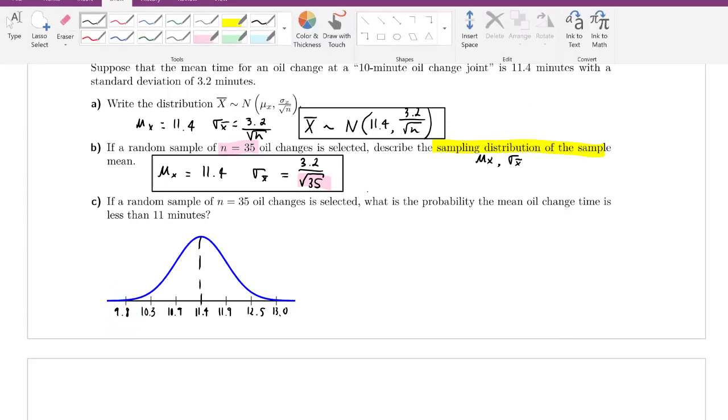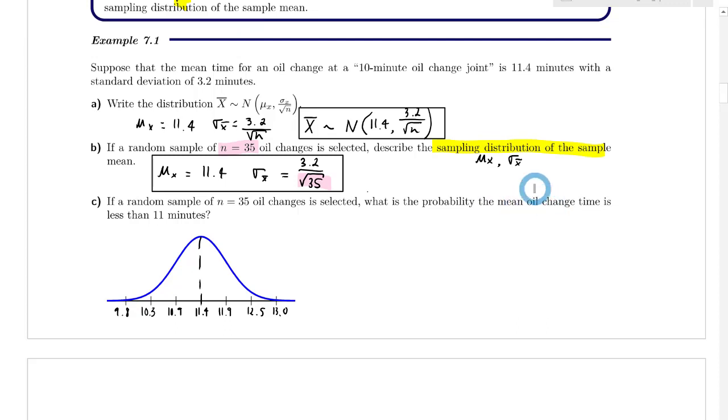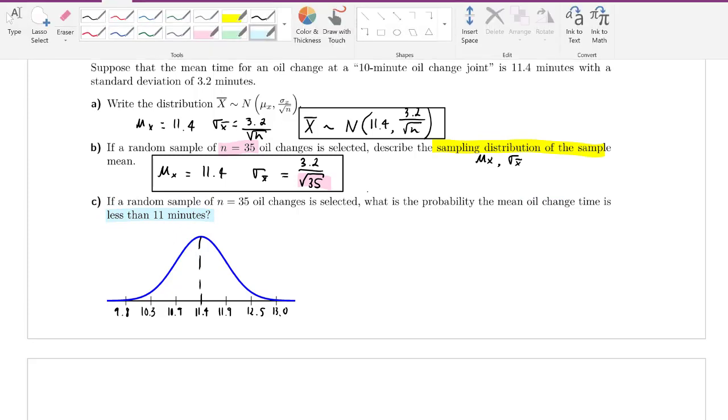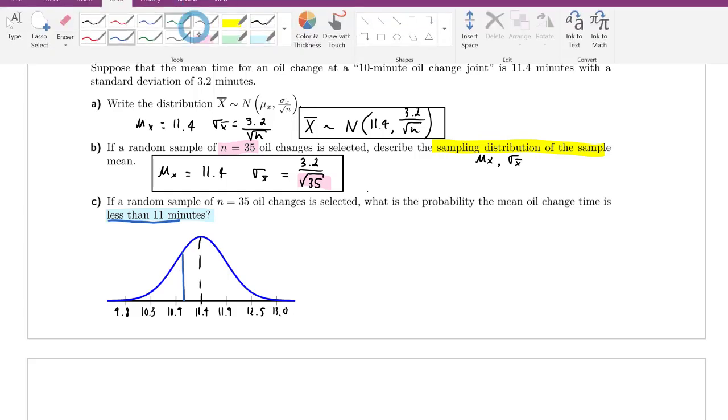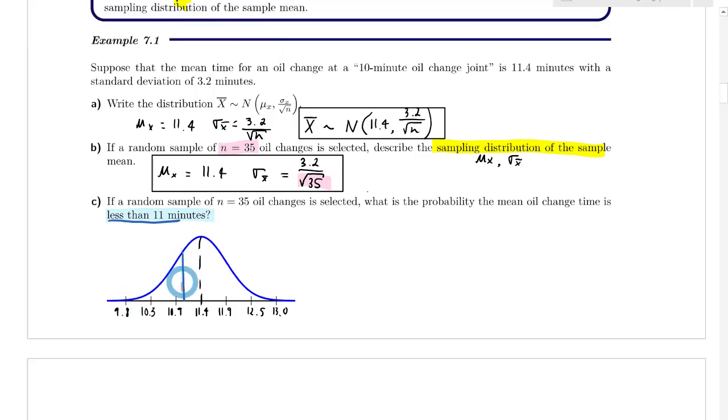If I want to see the mean oil change time is less than 11 minutes, I'm going to mark that near 10.9. It's probably about here. And notice less than 11 minutes means what? To the left or to the right? That's right, to the left. Here's the mean, here is where 11 is, and because half of this normal curve is 50%, we know that this probability is going to be less than half.